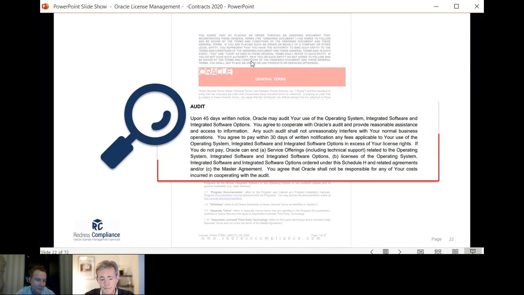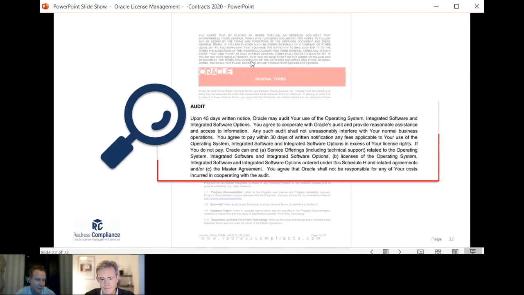So it's a good thing to have more days before the audit start, because you might actually be non-compliant and you might want to fix some issues before the audit starts. And then it says you agree to cooperate with Oracle Audit and provide reasonable assistance and access to information. It says here, provide reasonable assistance and access. It doesn't really say what kind of assistance or access.